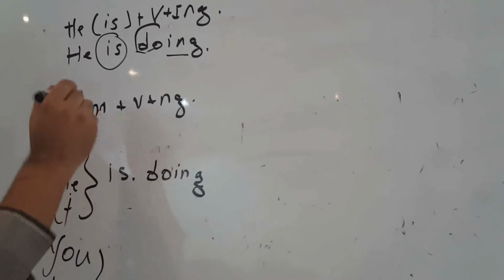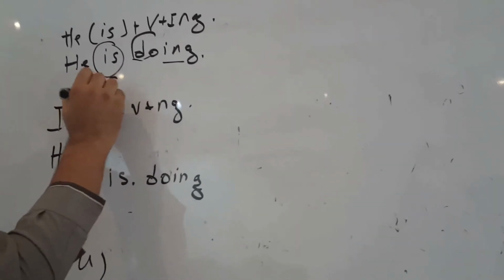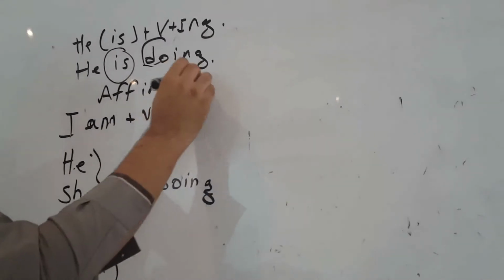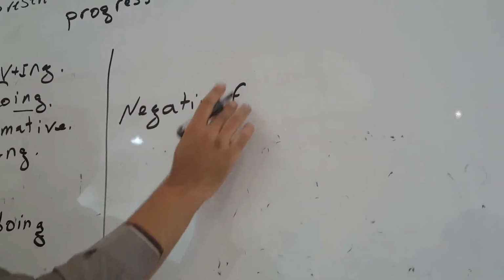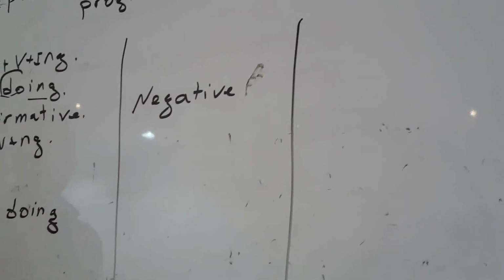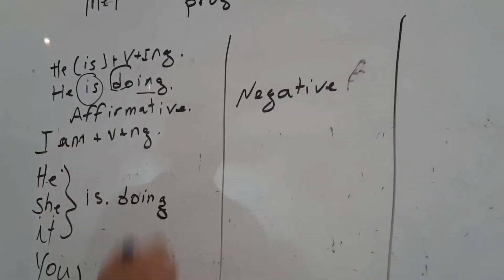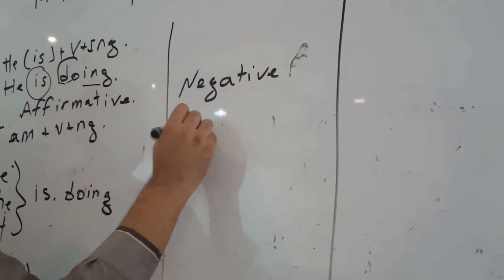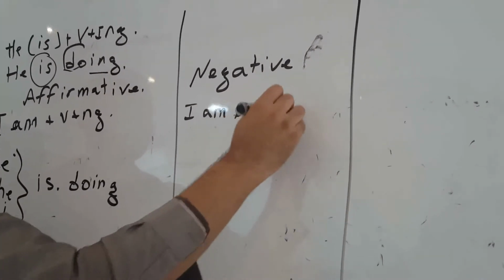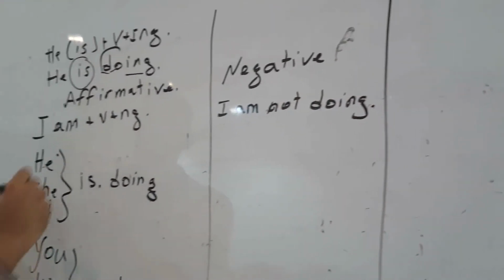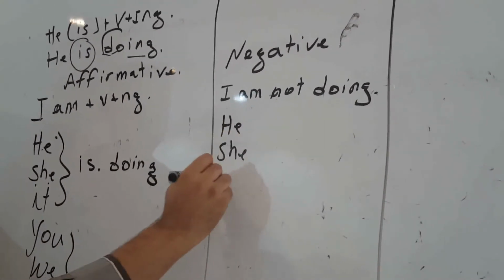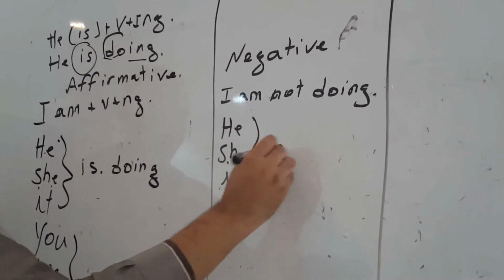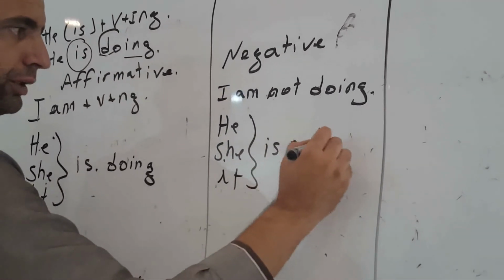Well, this is concerning the affirmative form. This is affirmative. Now we move to the negative form. Here, I am doing. As for negative, we say I'm not doing. He is doing, he is not doing. All of them are is plus not, he is not doing.